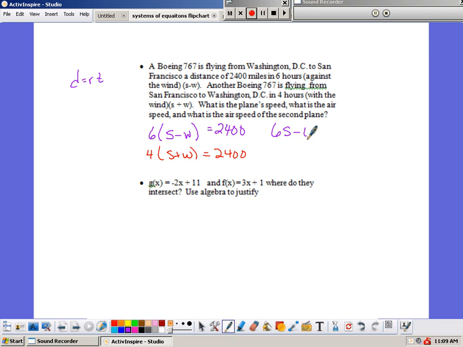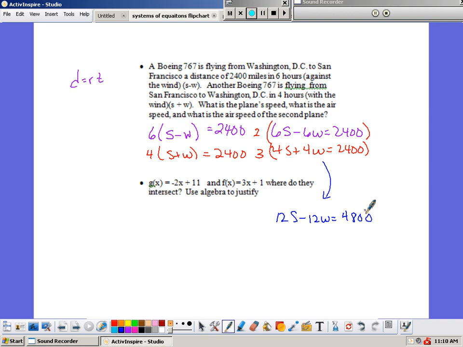So 6s minus 6w equals 2,400. And 4s plus 4w equals 2,400. I'm going to multiply the top one by 2 and the bottom one by 3. That'll take my w's to 12 and negative 12. I'm going to move it down here. So 12s minus 12w equals 4,800. 12s plus 12w equals 7,200.